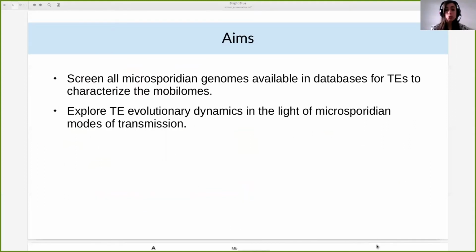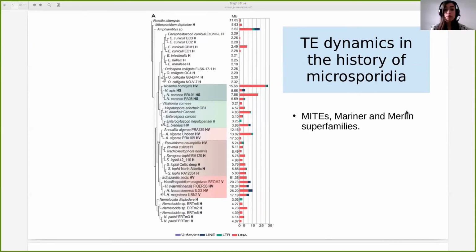So we decided to characterize the mobilomes of a large number of genomes of Microsporidium. So we screened all Microsporidian genomes available in databases. We wanted to see also if the accumulation of transposable elements is related to mode of transmission. Therefore, we obtained 47 publicly available genomes belonging to Microsporidia, and we searched them for 37 highly conserved proteins through our phylogenomic reconstruction.